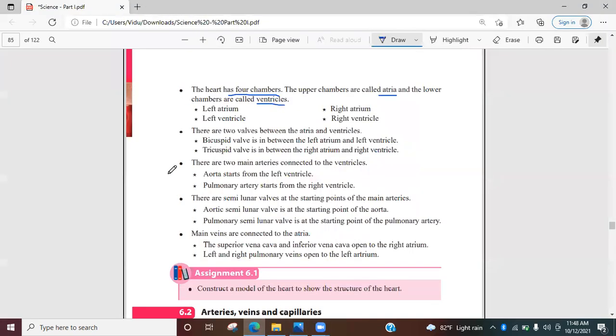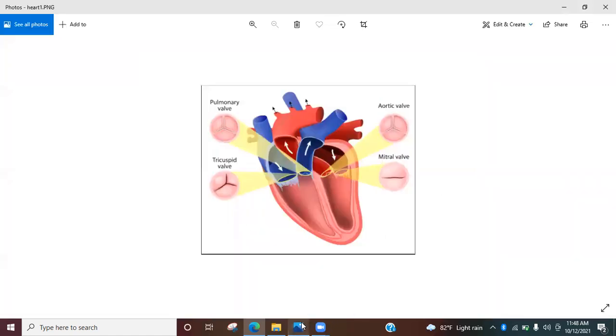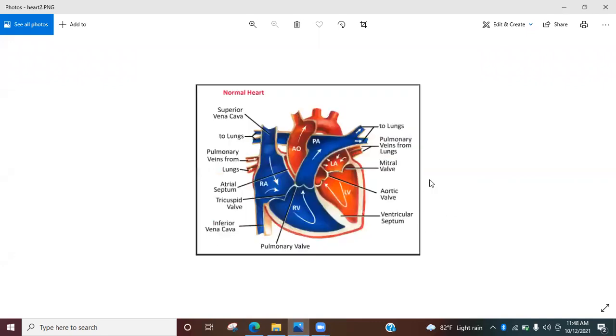There are 2 main arteries connected to the ventricles. Aorta starts from the left ventricle. Pulmonary artery starts from the right ventricle. Here is the aorta, starting from the left ventricle. Pulmonary artery starts from the right ventricle.